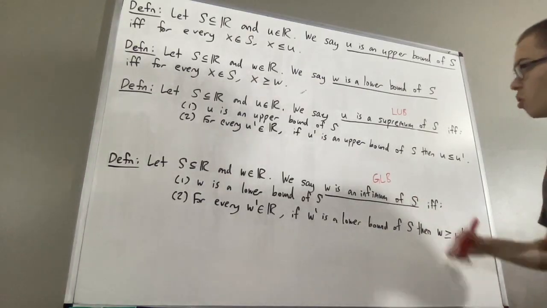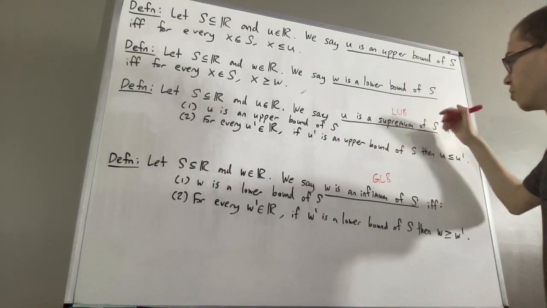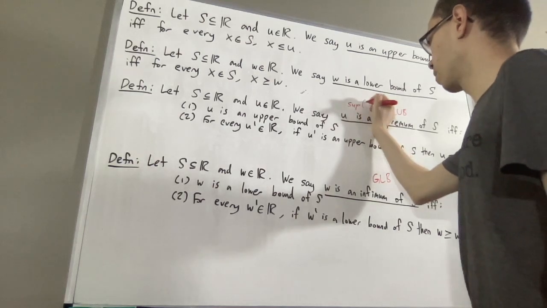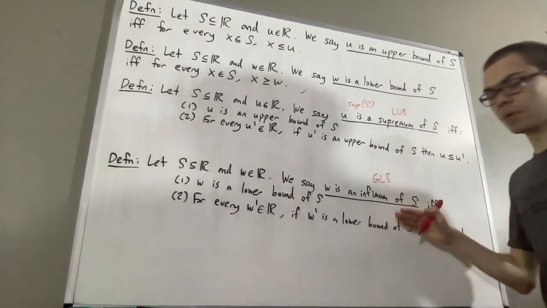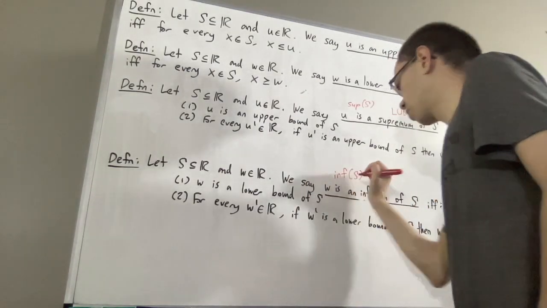Now it turns out, when a set has a supremum, then the supremum is unique, and we denote the supremum like this. When a set has an infimum, then the infimum is unique, and we denote the infimum like this.